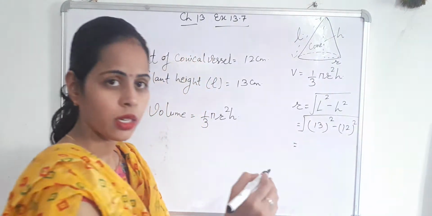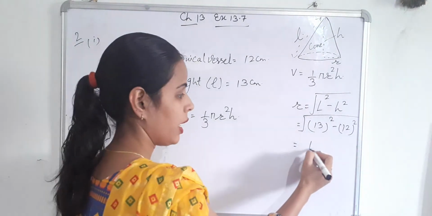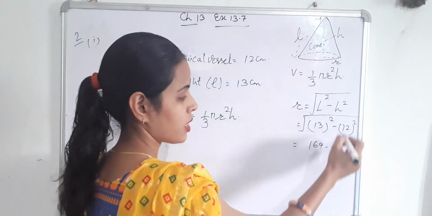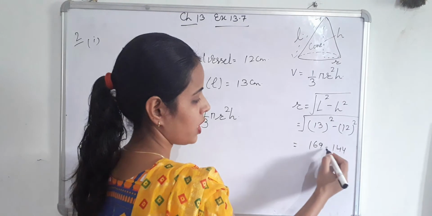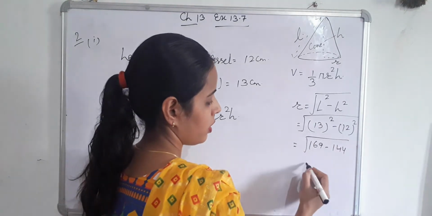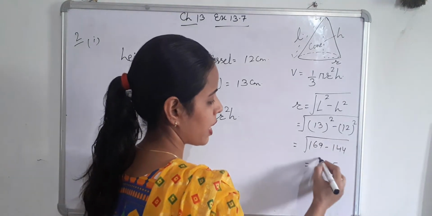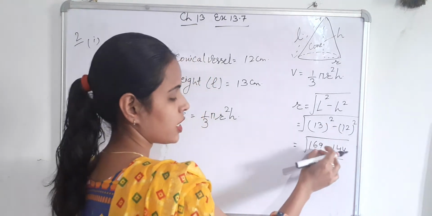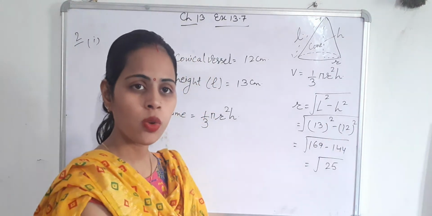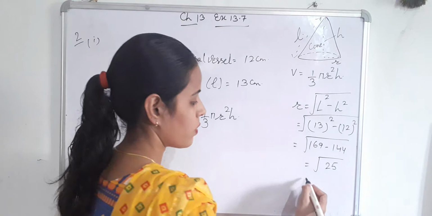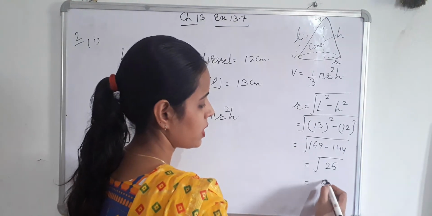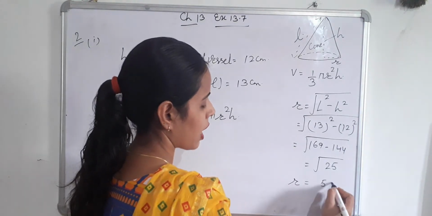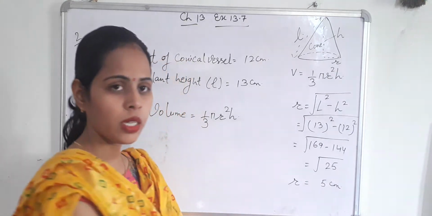Square of 13 is 169, minus square of 12 is 144, equals 25. 169 minus 144 equals 25. Square root of 25 is 5. So R is equal to 5 centimeter.